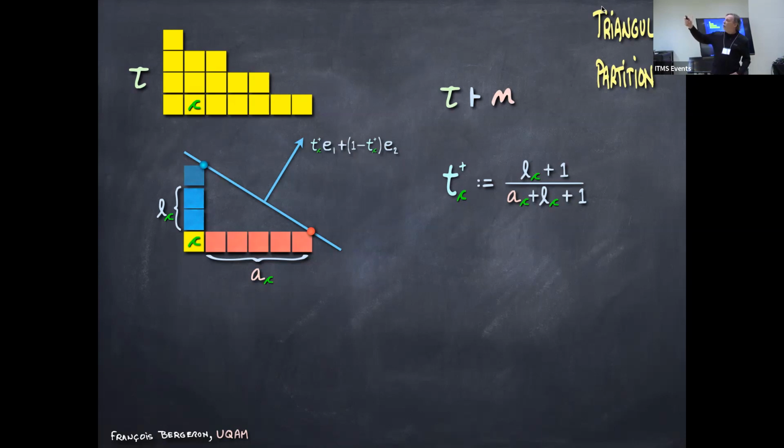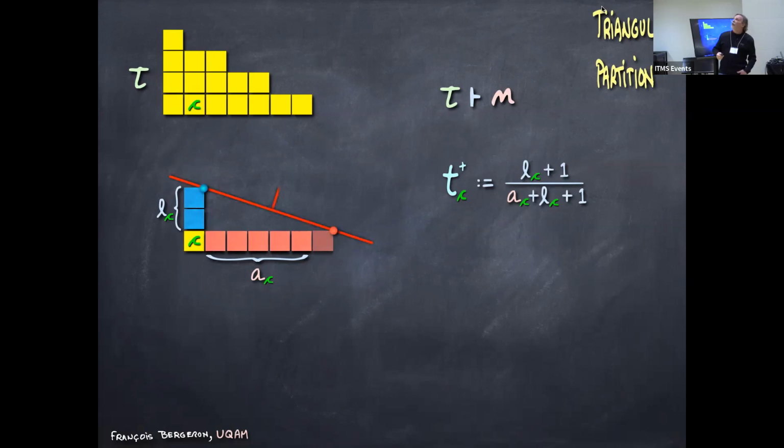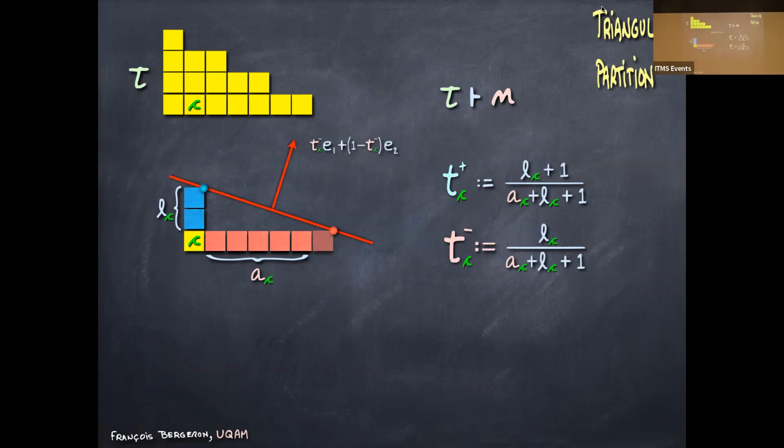So you do this, and for those who are quick, because there's a plus here, you will expect a minus at some point. So the minus is just the same, but now you add a box to the end of the arm, do the similar yoga, and then calculate the coefficient here of E1. It's going to be leg divided by arm plus leg plus 1. So you have these two numbers attached to every cell of the partition, and essentially they tell you something about the slope of the triangle that you construct from the cell using the leg and the arm.